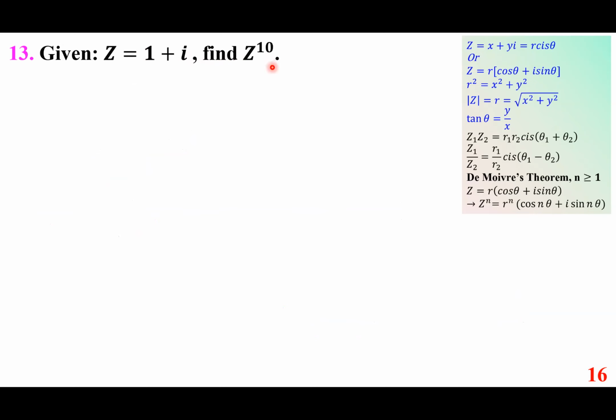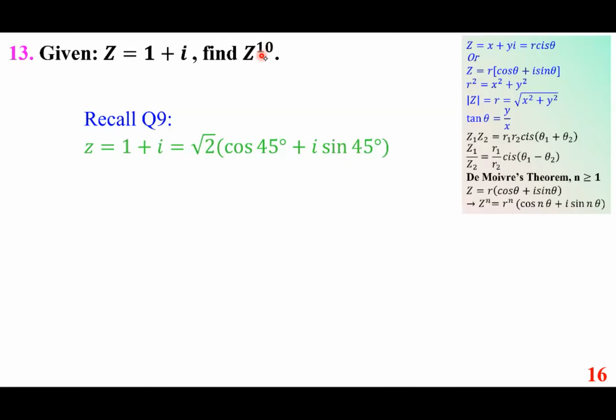We want to raise this one to the power of 10. Needless to say, it becomes pretty difficult if you want to multiply 1 plus i by itself 10 times. So we go with De Moivre's theorem, and so we write this in polar format. I hope you remember we did this in question number 9, and you can go back to the same recording. It's square root of 2 cosine of 45 degrees plus i sine of 45 degrees. I want to raise this to the power of 10, which means this gets raised to the power of 10, and this gets multiplied by 10.